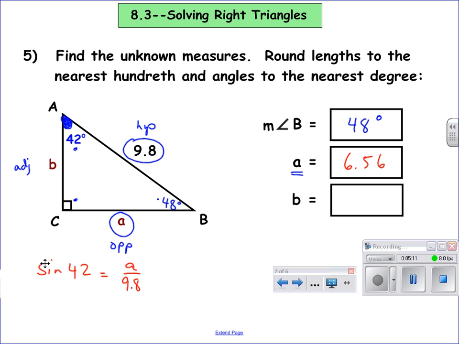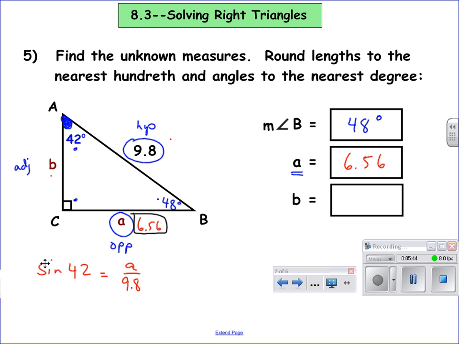Now, side B, I have two choices. I could technically run the Pythagorean theorem because this is 6.56. So 6.56 squared plus b squared equals the hypotenuse squared. The only problem with that is this a is a rounded number. We rounded that off. Even though we were pretty accurate, we went all the way to hundredths, it's still rounded. So when I square a rounded number, I'm basically amplifying any inaccuracy I have.